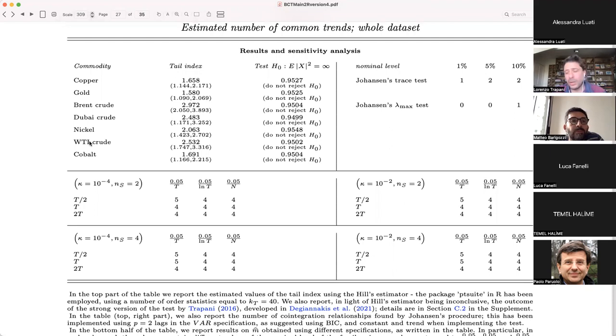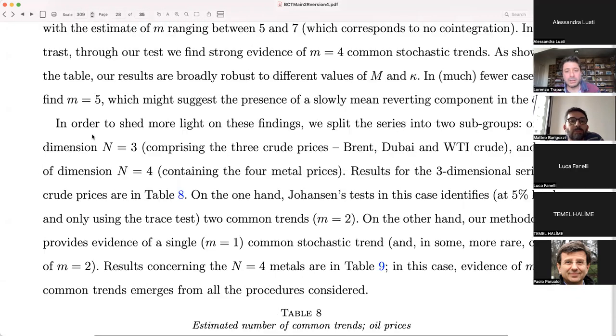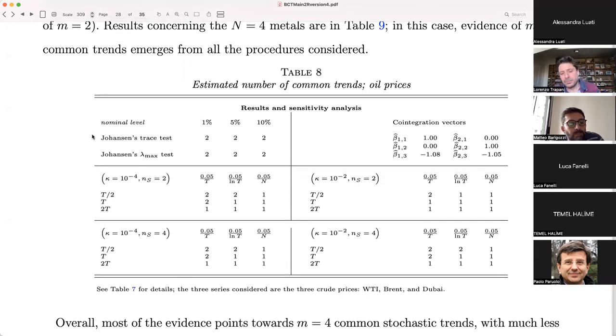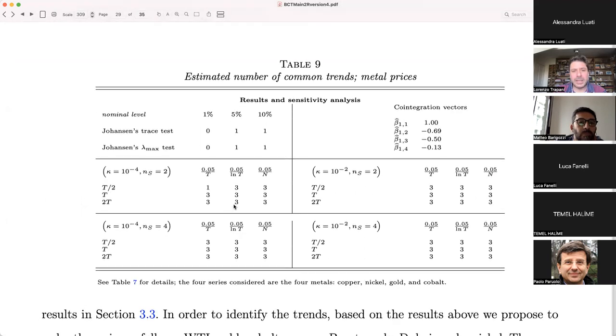And then we also do a more nitpicking estimation of the cointegration relationships: oil prices separately, a 3-dimensional system, and the metals, copper, gold, and the other 2, a 4-dimensional system. And this disaggregated analysis seems to confirm that in the case of oil prices, there is one common stochastic trend, possibly two. Well, there is one cointegration relationship, maybe two. Whereas in the case of the metal prices, it's 4 of them, and there seem to be 3 common stochastic trends, so one cointegration relationship.